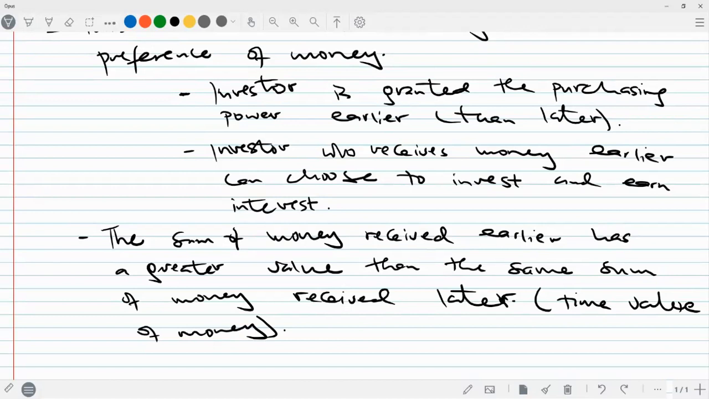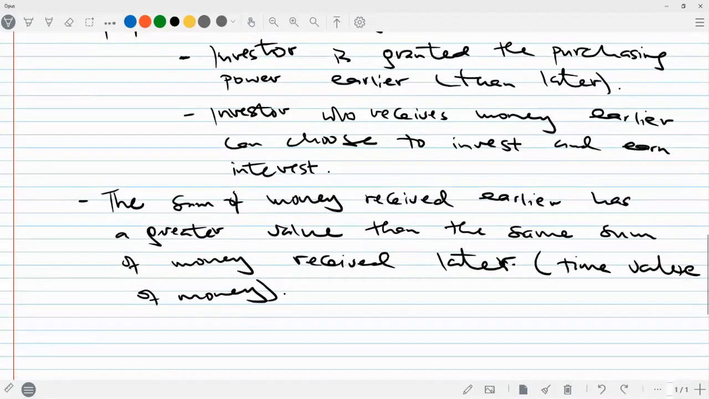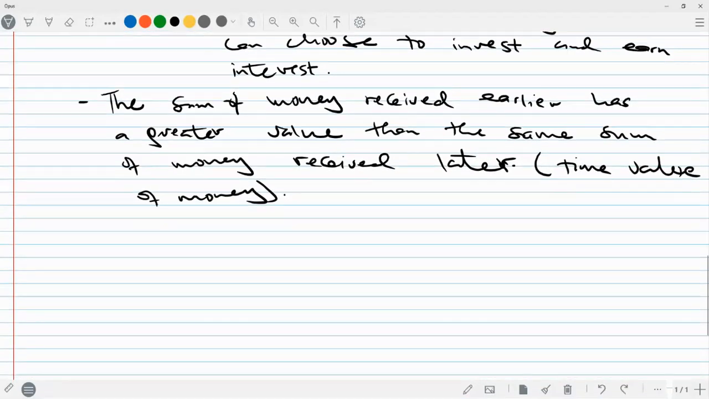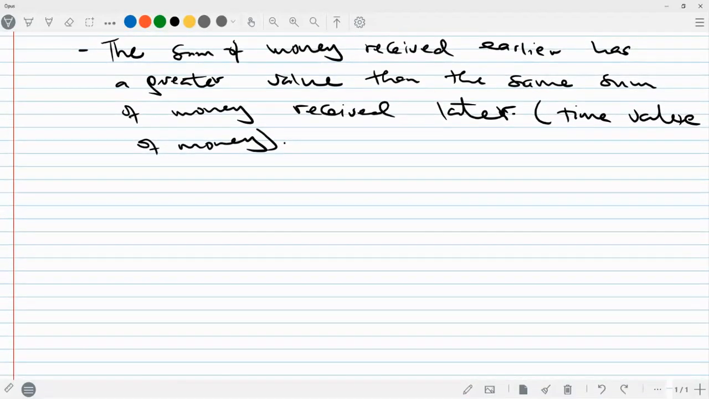Let's do an example. There are two concepts that we need to learn when it comes to time value of money. One is called compounding, and the other is called discounting. So we can begin by discussing compounding. The first concept we may want to learn is compounding.